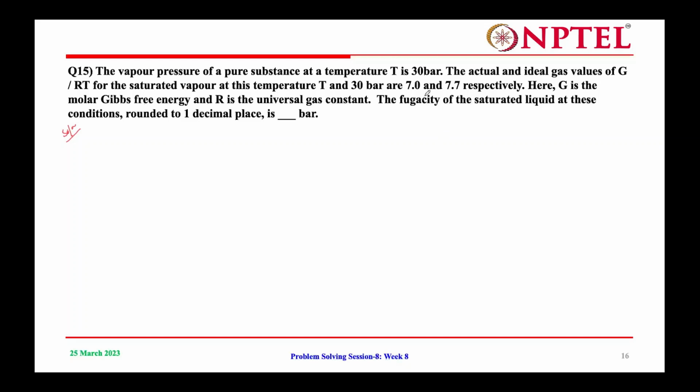So here 30 bar is given, right? The actual and ideal gas values of G by RT for the saturated vapor at this temperature and pressure are 7 and 7.7 respectively. So you have to calculate the fugacity for the saturated liquid at these conditions.